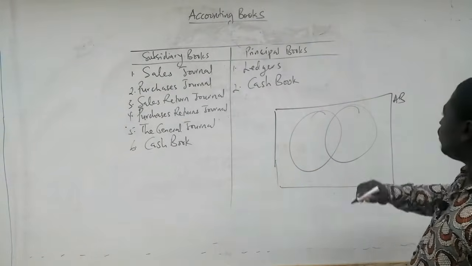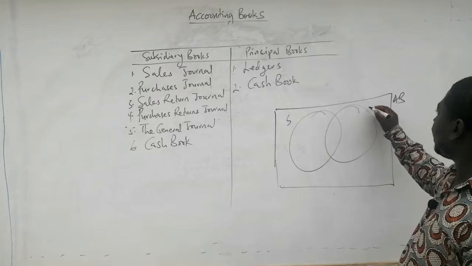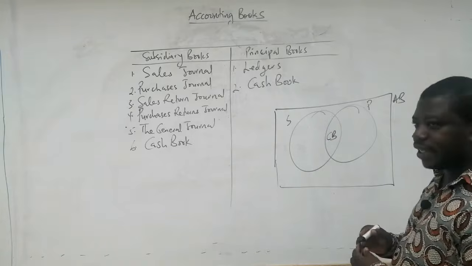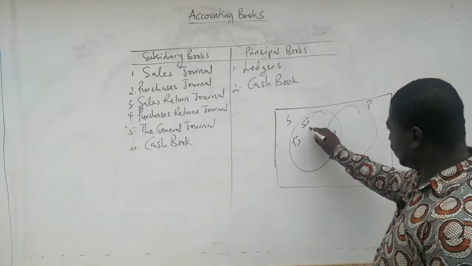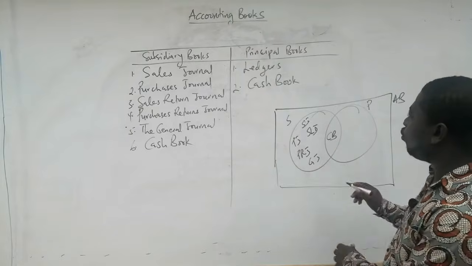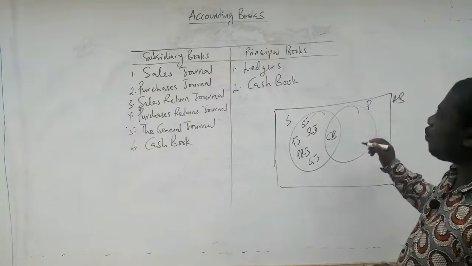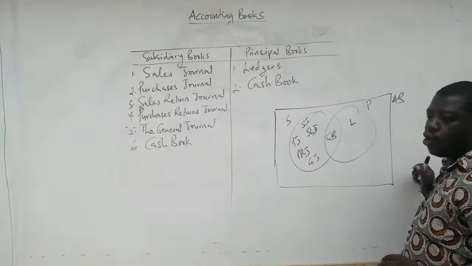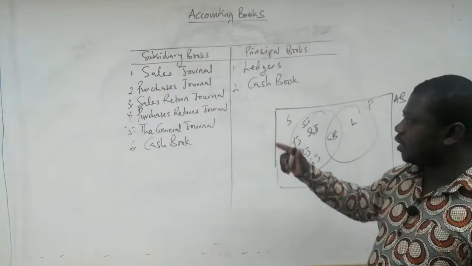I'll call the universal set AB, accounting books, and I'll call this first circle the subsidiary books, and this the principal books. I'll put the cash book in the middle as an intersection, to let you understand that the sales journal, the purchases journal, sales returns journal, purchases returns journal, and the general journal will be inside the subsidiary books, for those of you who are mathematically inclined. When we get to the principal books, the ledgers will be standing alone, and then there will be an intersection called the cash book. So what I want you to know is that the cash book is a subsidiary book, and at the same time it is a principal book.